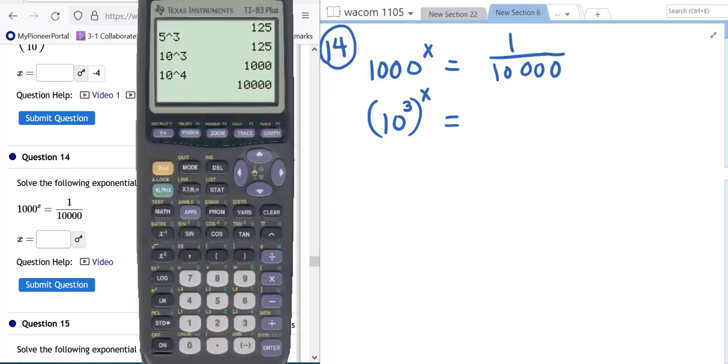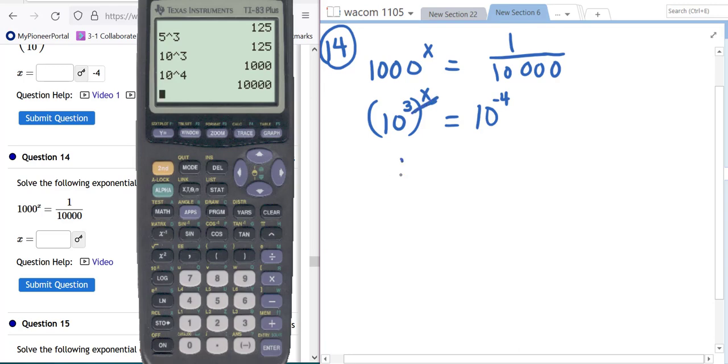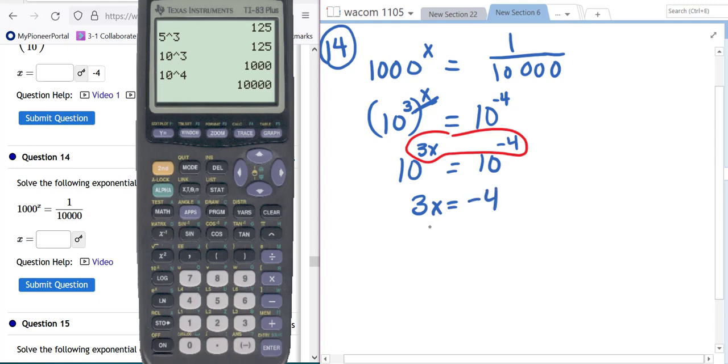So 10 to the 4th, and we actually did that on the other one. So this time, though, it will be negative because it's in the denominator. So it will be 10 to the -4 is what moves it down there. And so here, this will be 3x. So we have 10 to the 3x equals 10 to the -4. And now you have the right setup. So set your exponents equal, and then divide by 3. So x equals -4/3.